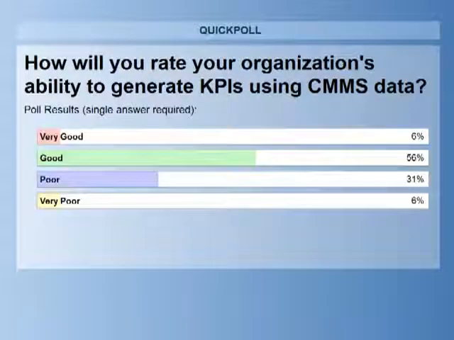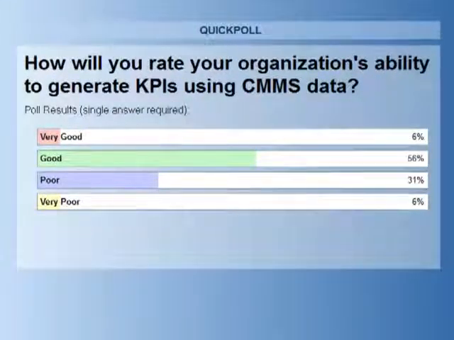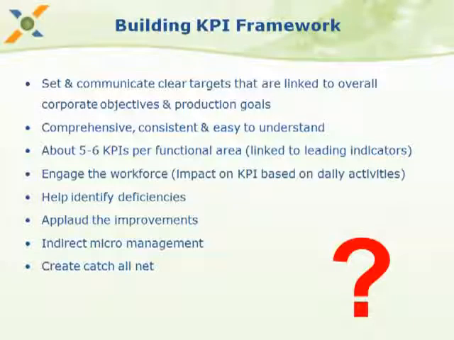All right, we're going to close this one out, and Sunil, here come the results. 56% are saying good, 31% are saying poor, and we have a tie at the bottom, 6% saying very good, 6% saying very poor. Good. So the majority of people are feeling good about what they have. So that's a good sign.